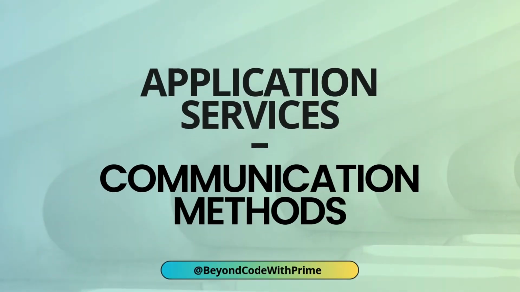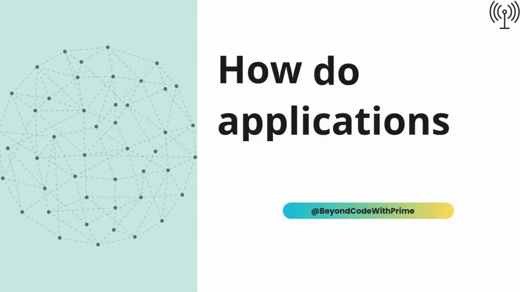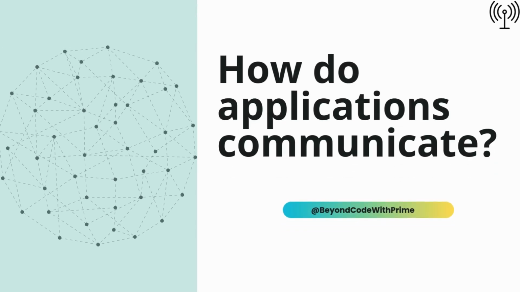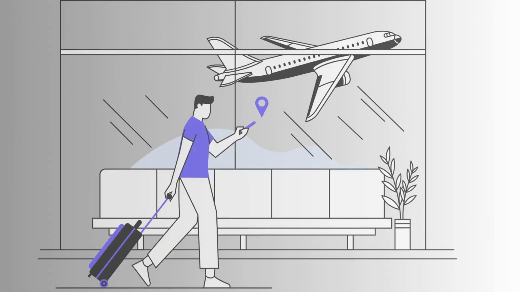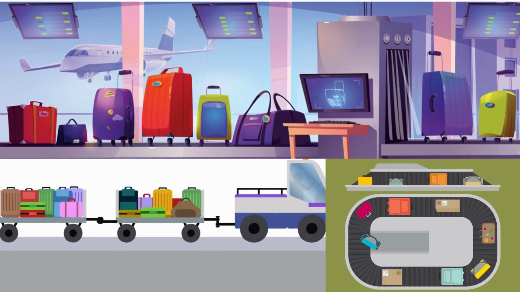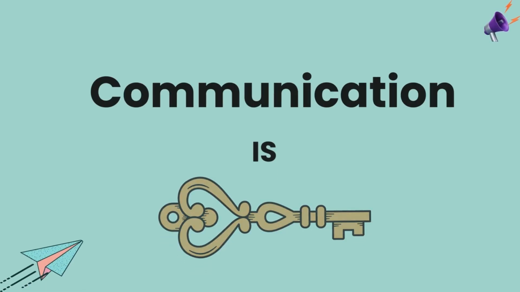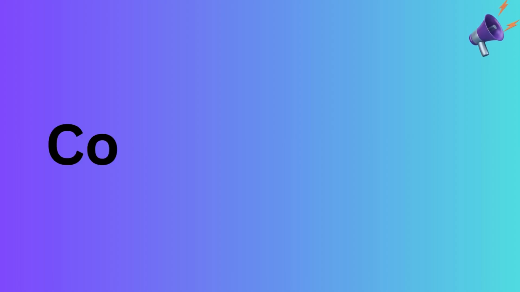Today we're tackling a huge question in software architecture. How do applications actually talk to each other? Think of it this way. Imagine you're at a busy airport. Flights are taking off, passengers are boarding, luggage is moving everywhere. None of this chaos would work without one thing: communication. And just like that airport, our software systems depend on clear, reliable communication.